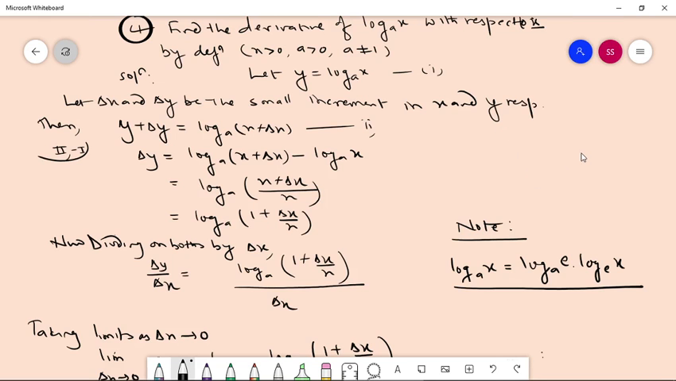We have been given y equal to log a x. Let del x and del y be the small increments in x and y respectively. Then y plus del y equals log a of x plus del x. Del y, second minus first, gives log a of x plus del x minus log a x, which is log a of (x plus del x) by x. Separating the x, it becomes log a of 1 plus del x by x.